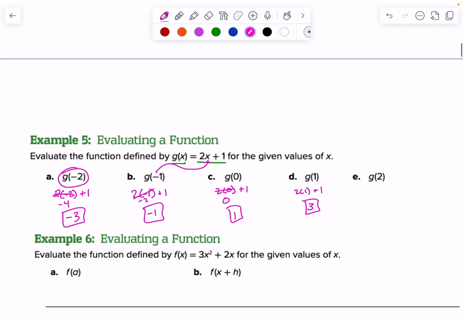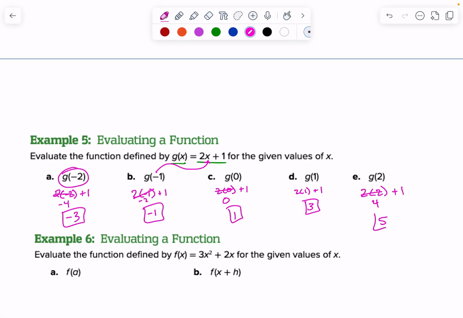Okay. Oh, wait. I have g of 2 over here. 2 times 2 plus 1. 4 plus 1 is 5. Okay. Fairly easy. You're just plugging those numbers in. You're finding the output value if your input value is whatever.